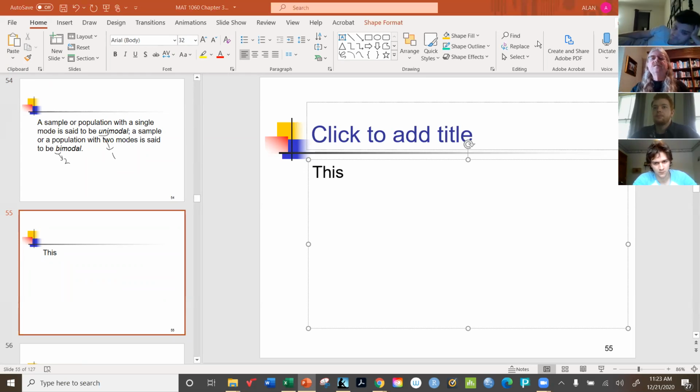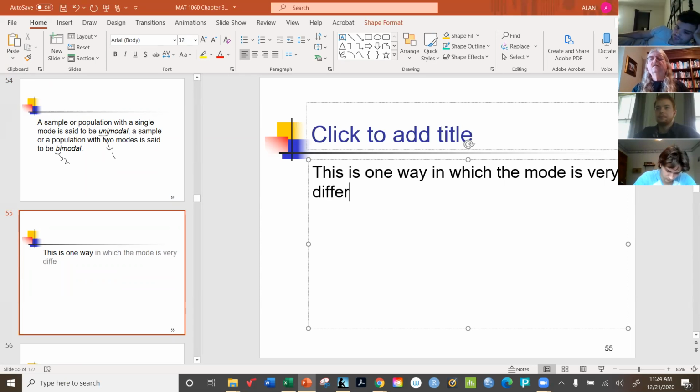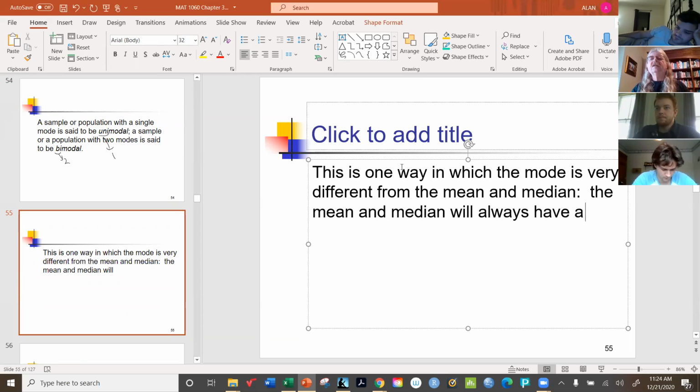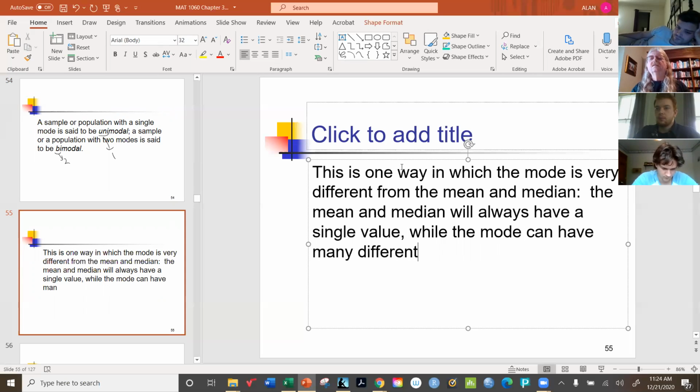So now, this is one way in which the mode is very different from the mean and median. The mean and median will always have a single value, while the mode can have many values or no value at all. So that's one of the things that makes it unique.